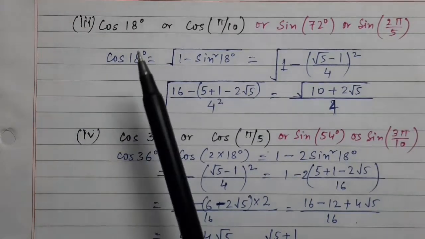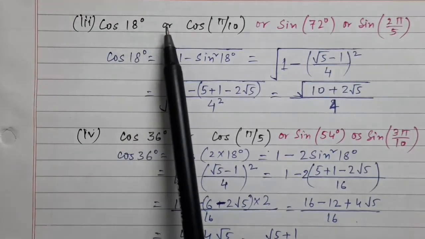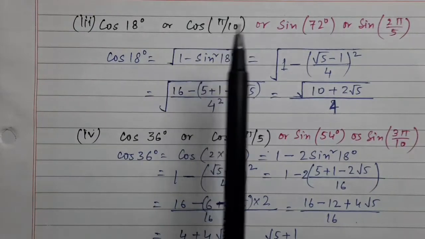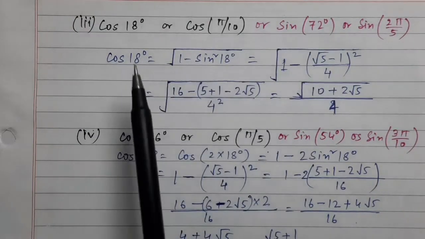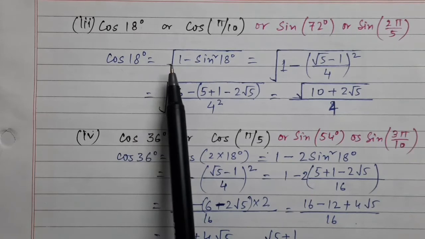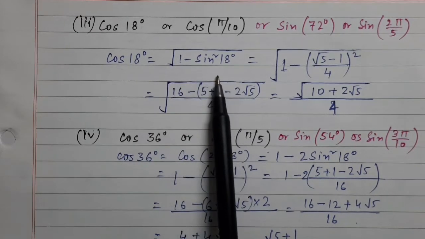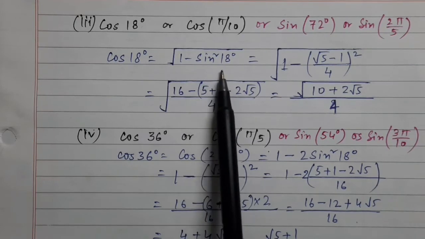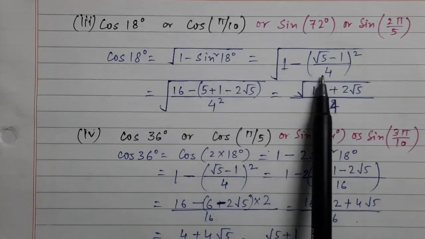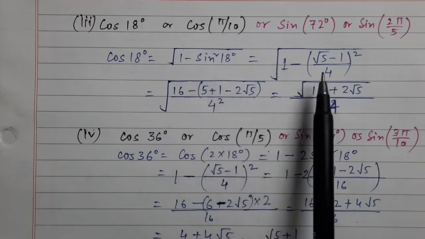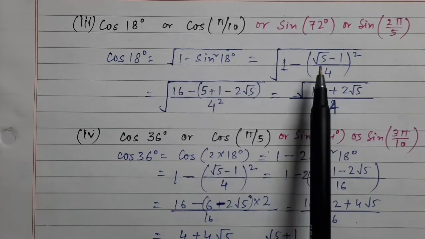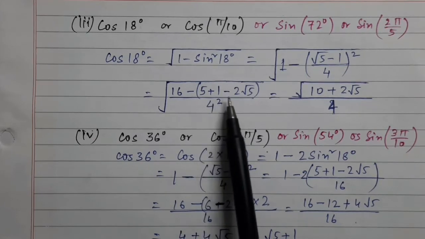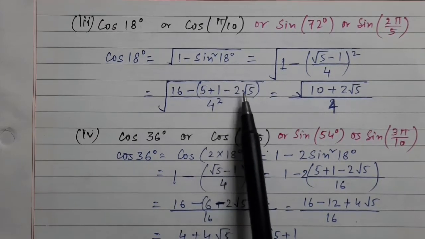Now the next one is how to find out the cos 18 degree, or we can write sine 72 degree. Now we know that cos 18 degree equals root over of 1 minus sine square 18 degree. Now just now we found out the value of sine 18 degree, which is root 5 minus 1 by 4. So sine square 18 degree will be the whole square of that. Now if we square it, this will be 5 plus 1 minus 2 root 5.